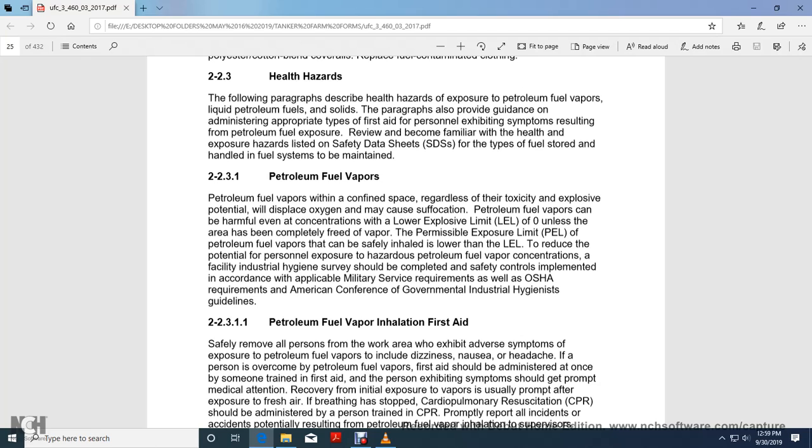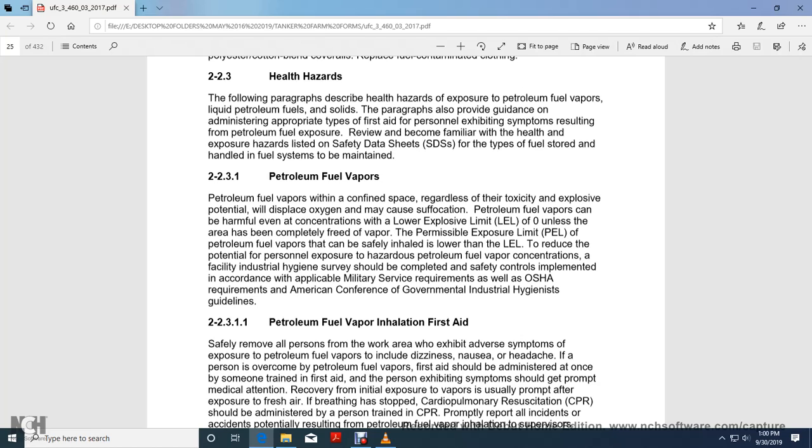2.2.3.1 Petroleum Fuel Vapor. Petroleum fuel vapor in a confined space, regardless of its toxicity or explosive potential, displaces oxygen and may cause suffocation. Petroleum fuel vapors can be harmful unless the concentration is below the lower explosive limit, or zero, or unless the space has been completely freed of vapor.